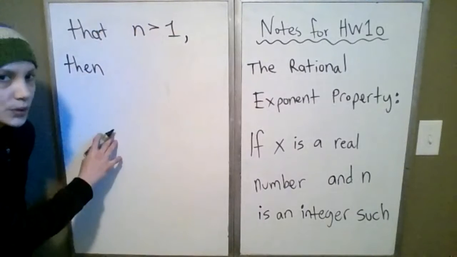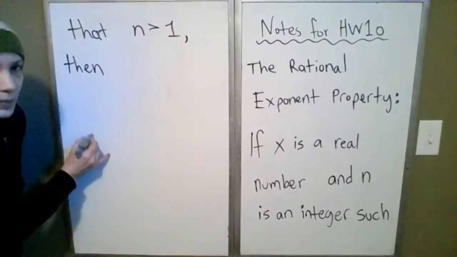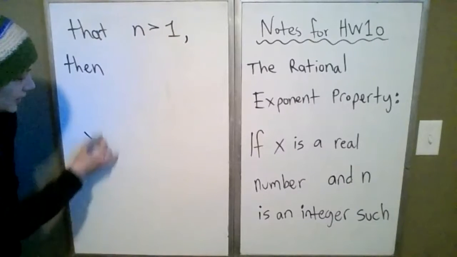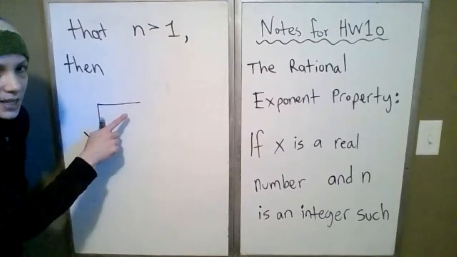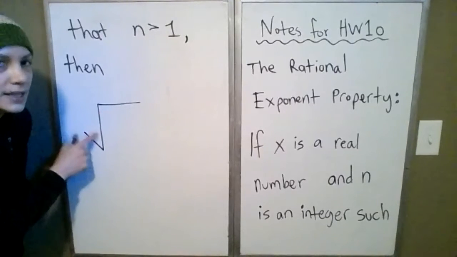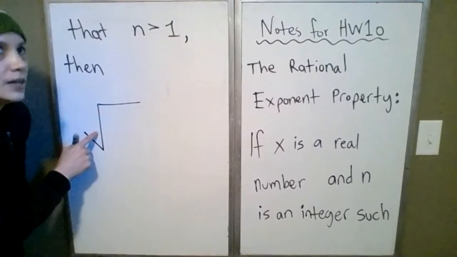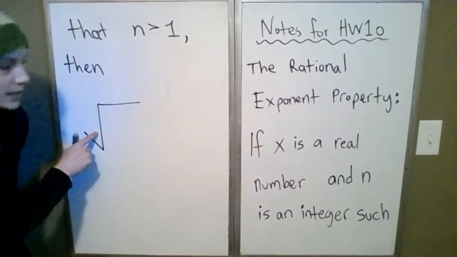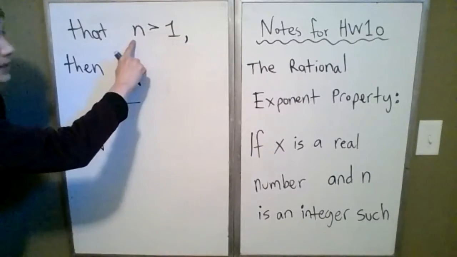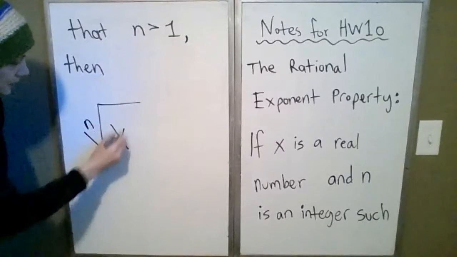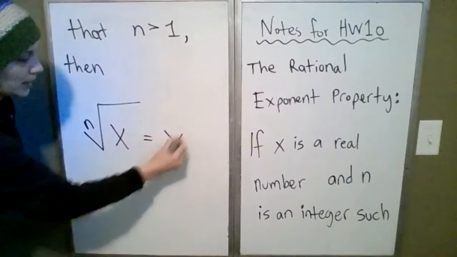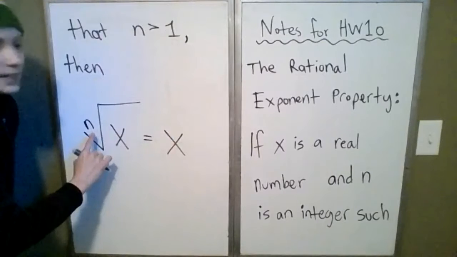The nth root. So this is your root. It's got a little hook here, and that's the radical sign, and the root goes right here in this little corner to represent any root that's greater than 1. You can write it as x with the power of 1 over n.